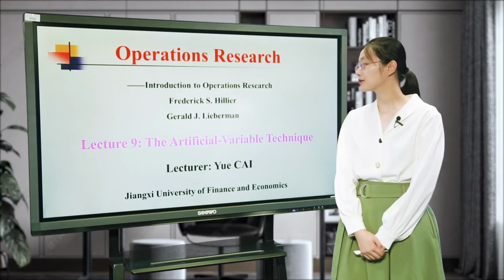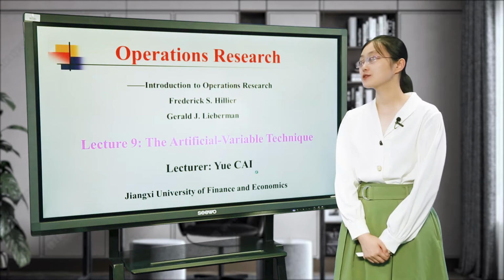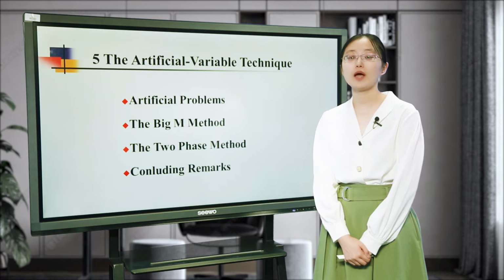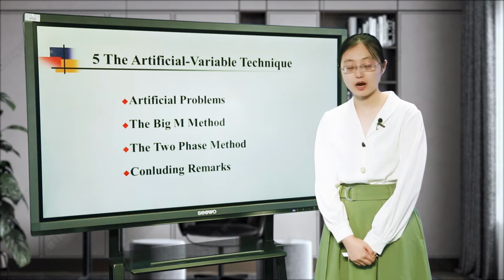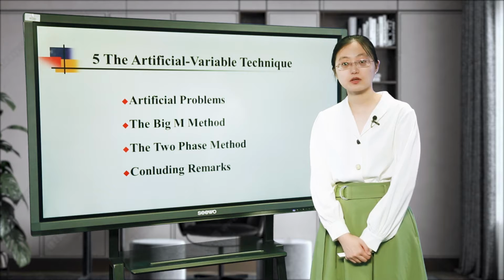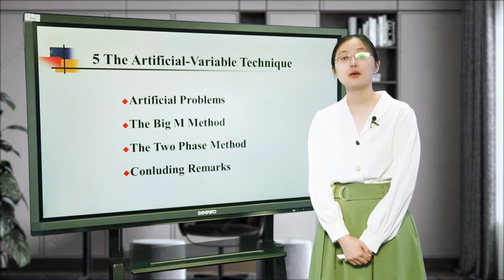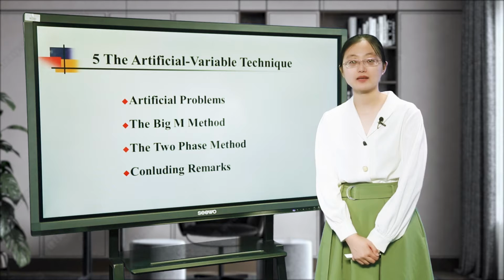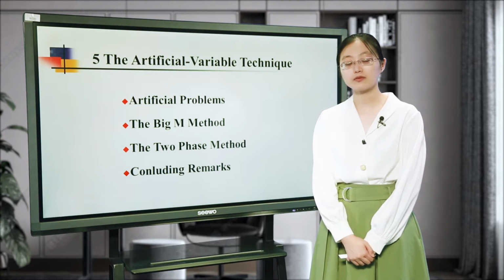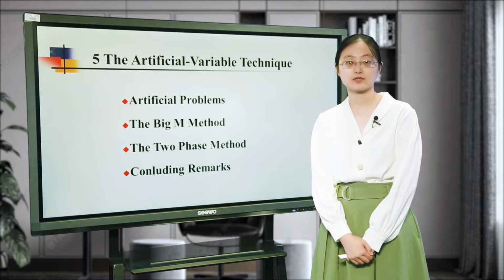In this class, we'll talk about the artificial variable technique. So far, as we learned, the simplex method is a very useful way for solving linear programming problems. However, to start the simplex method, we need to put our LP problem in the standard form, meaning we want to maximize an objective function. So if we have a minimization problem, we change the objective function to maximizing -z.